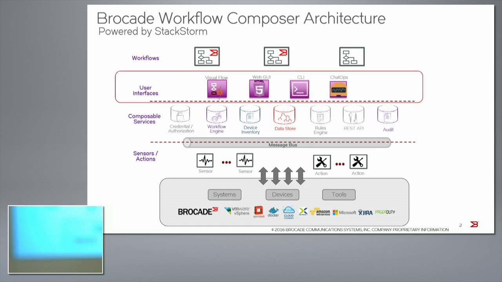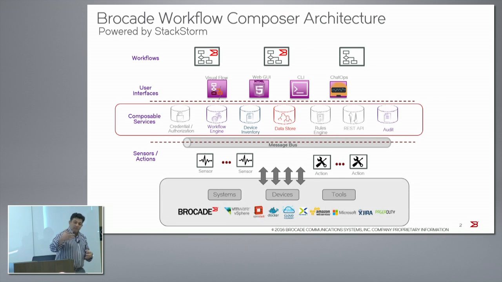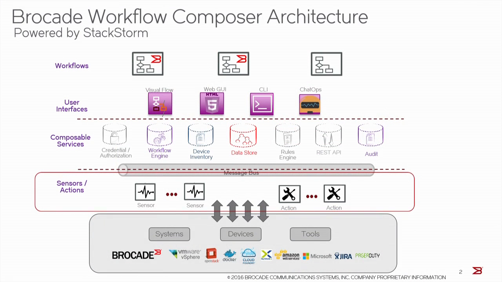Then you have basically the platform with a set of composable services: things like audit, LDAP, RBAC for enterprise, the workflow engine itself, data store, inventory, device rules, and so on. As we look at the network, we are giving a hard look into how we build the network inventory and how we do other things. A lot of these are starting points for us that we want to take forward. Then you have the platform itself, with a message bus, an extensible microservices platform, and then the sensors and actions, which tie into all of these different domains, as Dimitri showed in his presentation.